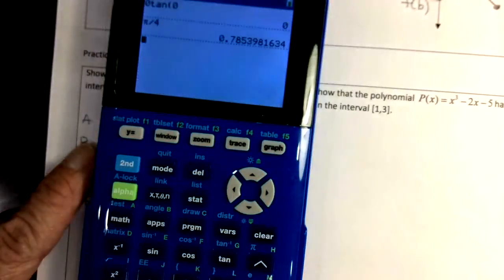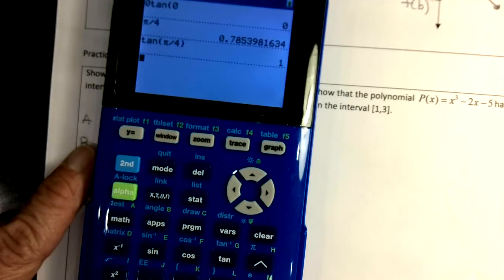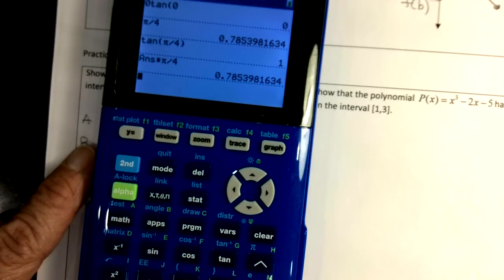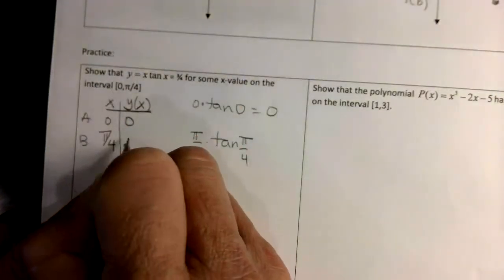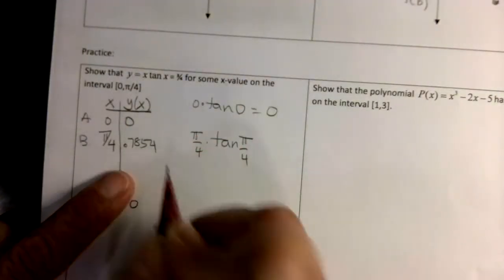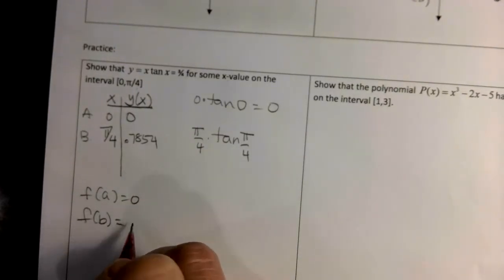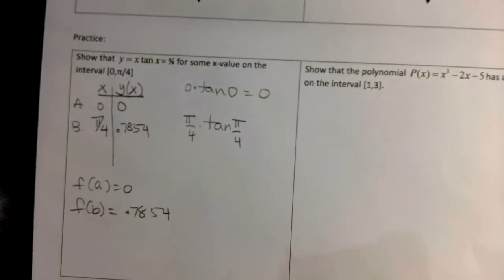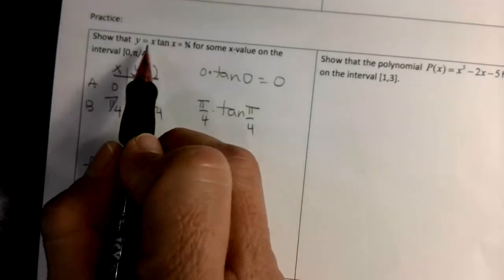And then, what is it? I've got tan of pi/4 times pi/4. So 0.7854 or so. Okay, so f of b is 0.7854.